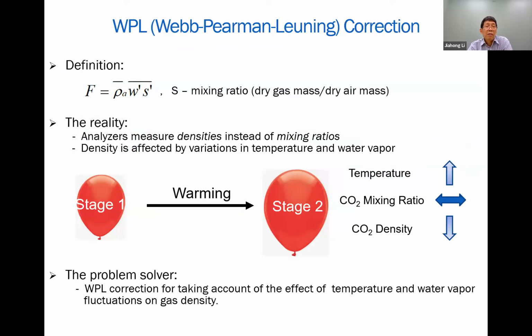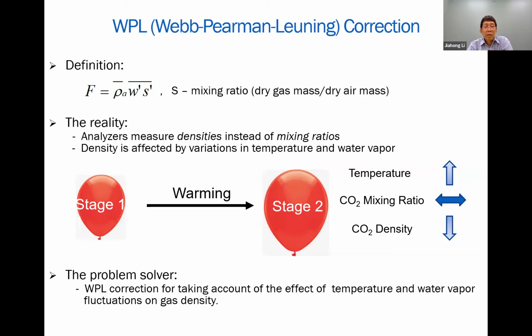As you see from the formula here, in the fundamental equation of the Eddy Covariance method, mixing ratio is required, but most analyzers measure density instead of mixing ratios. Density is affected by the variation in temperature and the water vapor. For example, if I have a certain amount of CO2 in a balloon, when temperature increases, the balloon will expand. The CO2 mixing ratio doesn't change, it stays the same, but the CO2 density decreases.